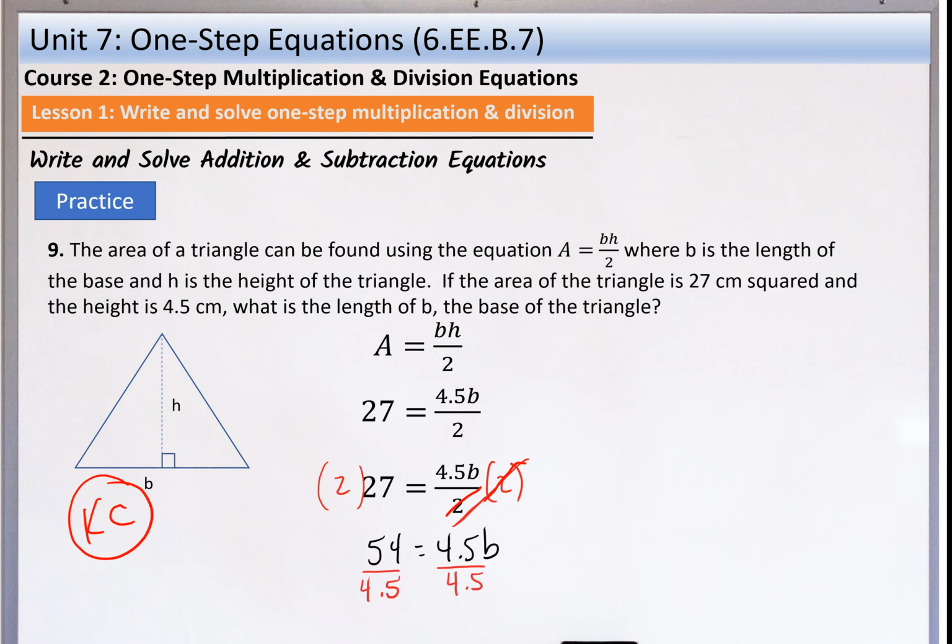So now I'm going to divide both sides by 4.5. That tells me that the base is equal to 12 centimeters.